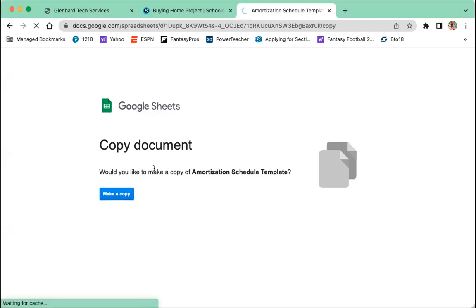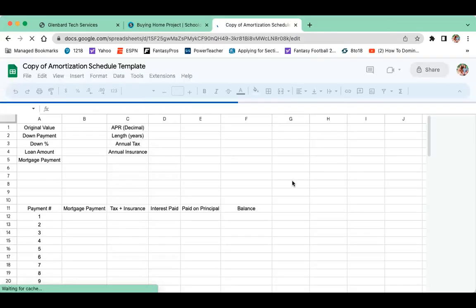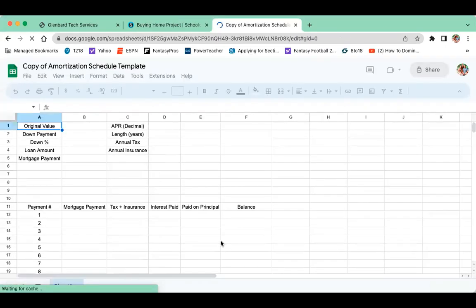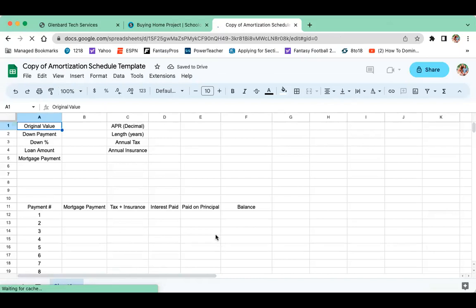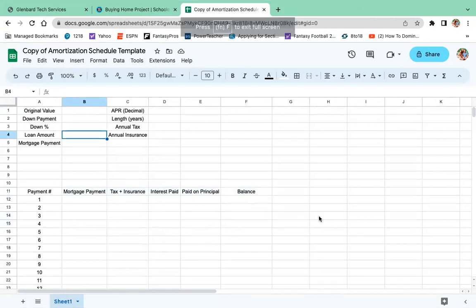Once you click this, you click make a copy. Then we are here. So I've set up a very basic format for our spreadsheet. There's a lot that needs to go into it that we're going to learn how to do. Okay. Your numbers are going to differ from mine.